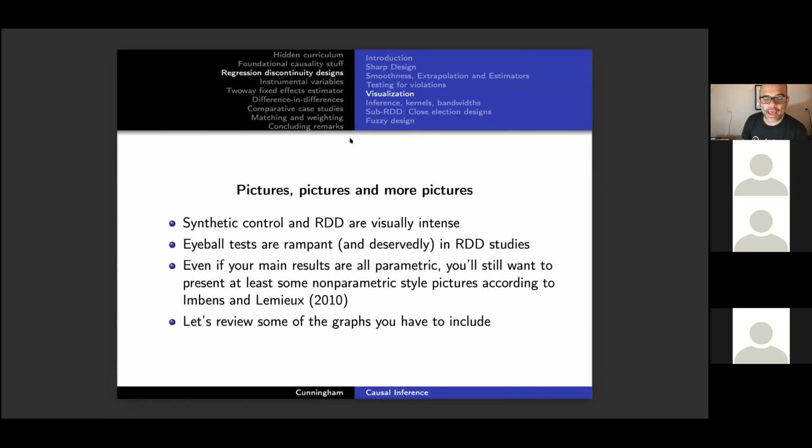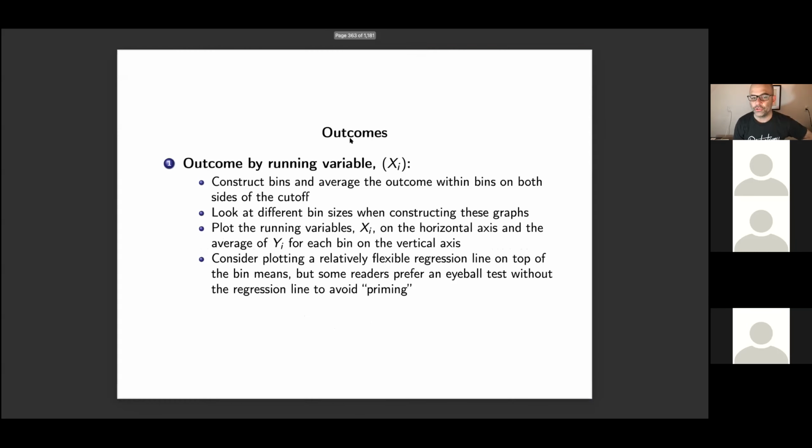All right, so let's look at the kinds of evidence now that we've gone through all these issues. What exactly should your paper include? It will include a lot of pictures. Synthetic control and regression discontinuity design are very, very similar in that both of them have a lot of pictures. There's eyeball tests that are very, very common. An eyeball test is basically just viewing the picture and seeing whether or not you find the picture convincing on its own. Those are extremely common in regression discontinuity design. Even if your main results are parametric, you'll still want to present at least some pictures according to Imbens and Lemieux. So let's review some of the graphs that you have to include.